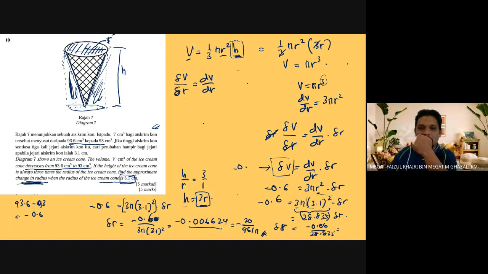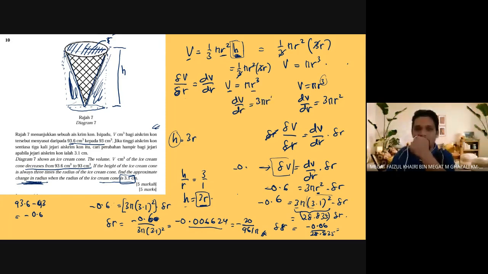So we need to write h in terms of r. Given the ratio of h and r, the height is always 3 times the radius. If we substitute h here, it becomes one over three pi r squared h, where h is 3r. Then 3 divided by 3, we get pi r cubed. So now it is between V and r, and dV/dr equals 3 pi r squared.